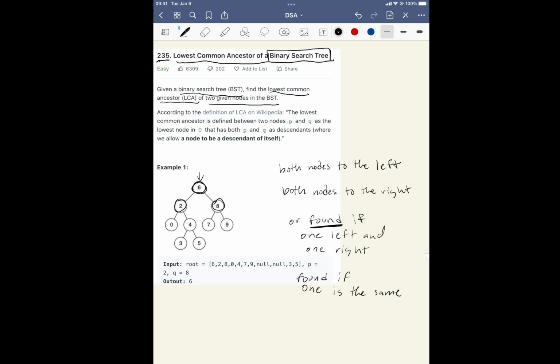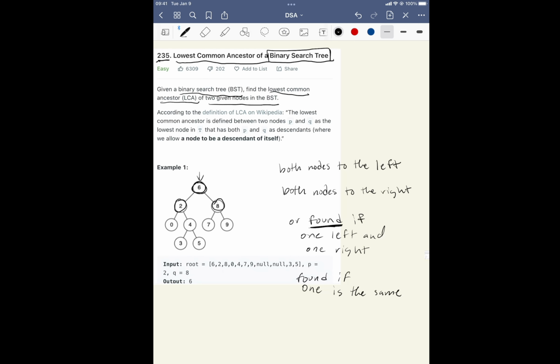Like I said, there are 4 cases. You keep traversing. If both of your nodes are to the left, you traverse left. If both of your nodes are to the right, you traverse right. And if one is to the left and one is to the right, then you've found the answer, which is the current element you're on. And if one is the same, then you've also found the element that you're on.